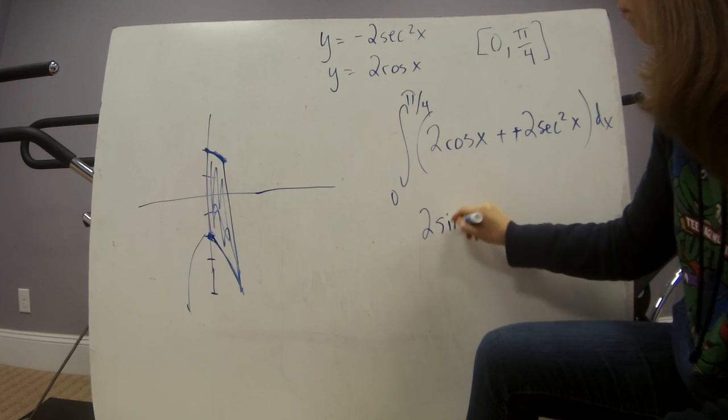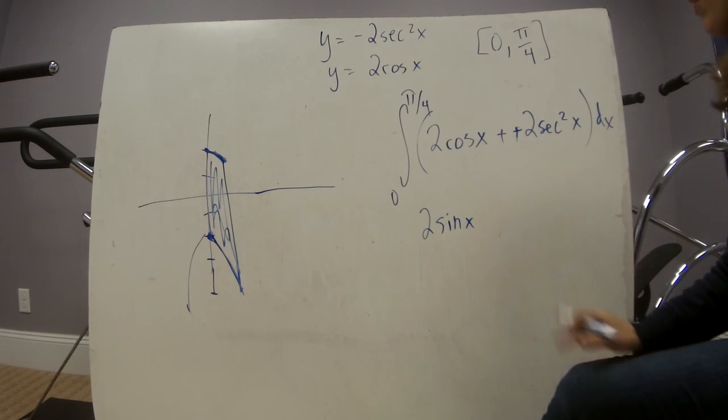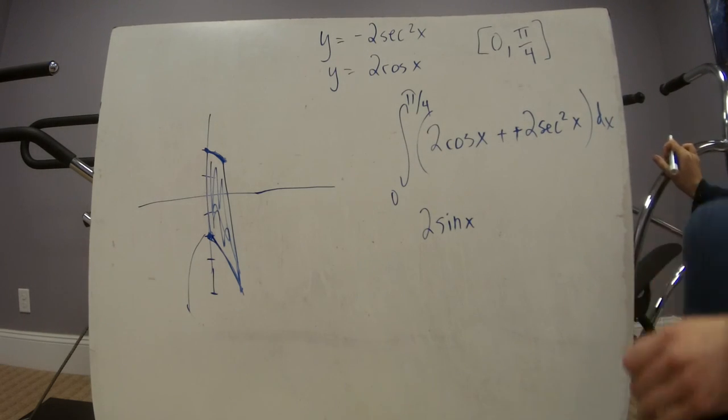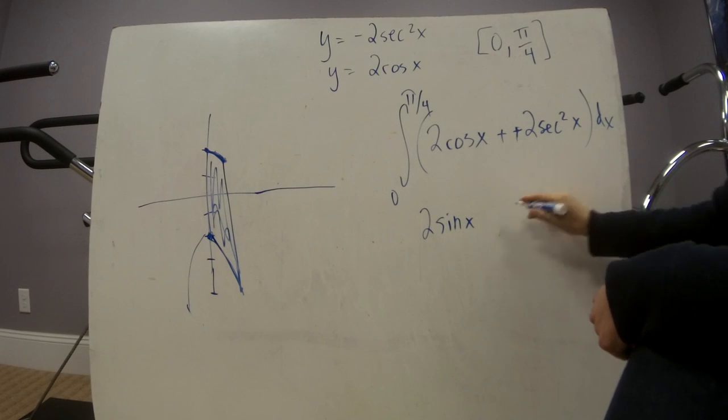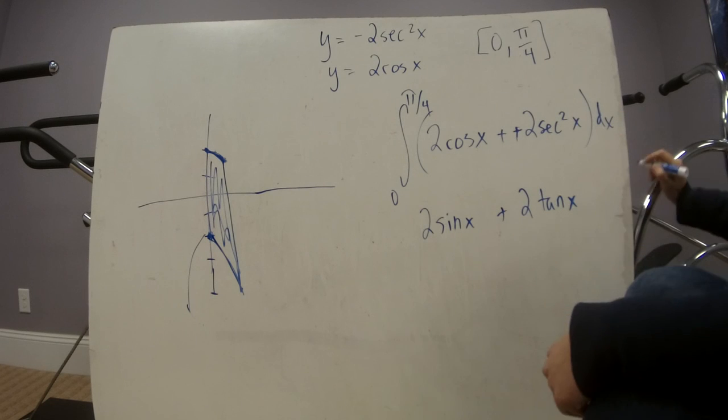Isn't it just 2 sine? Yeah, sine goes to cosine. 2's can come out front. We could actually pull a 2 totally out front if we want, since they both have a 2, but that's fine. Backwards from 2 secant squared is just 2 tan, because the derivative of tan is secant squared.